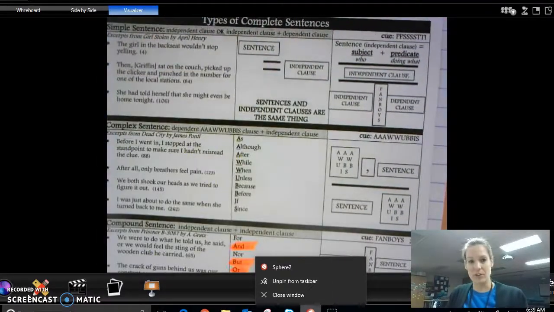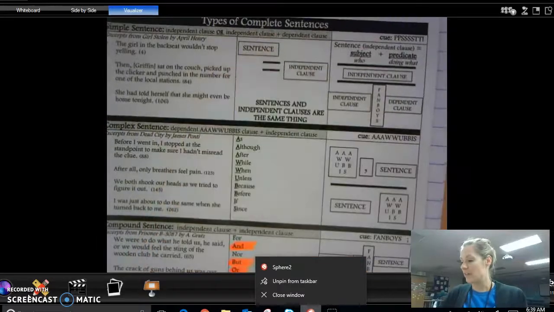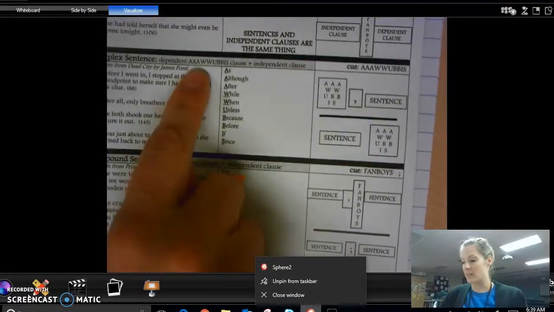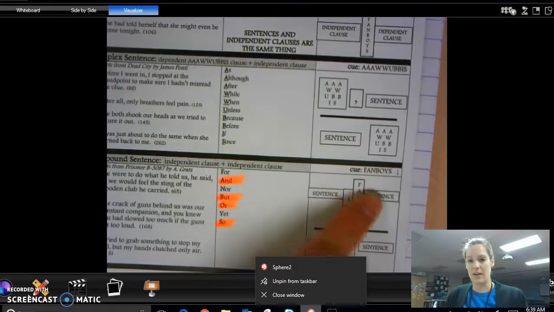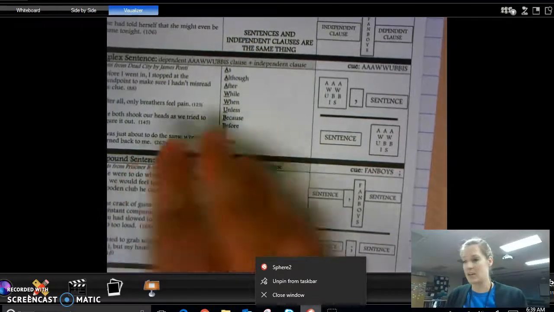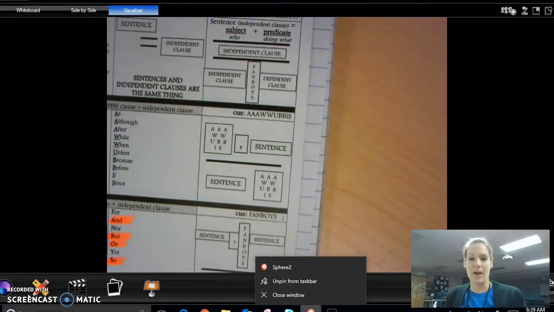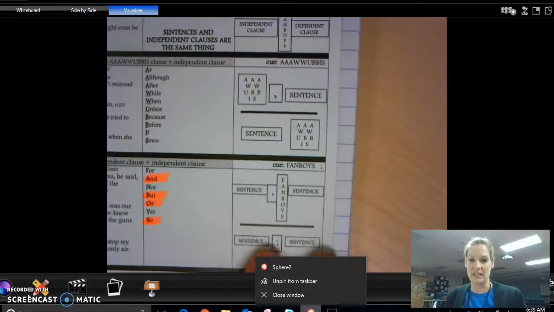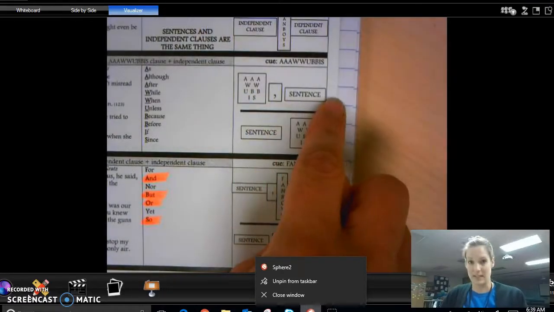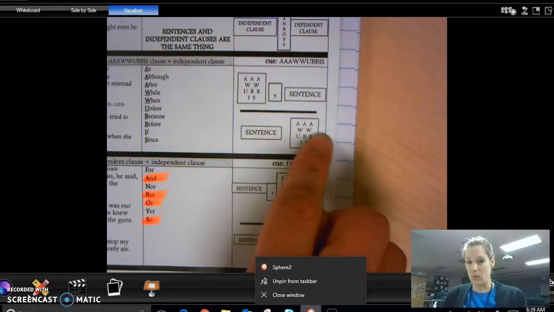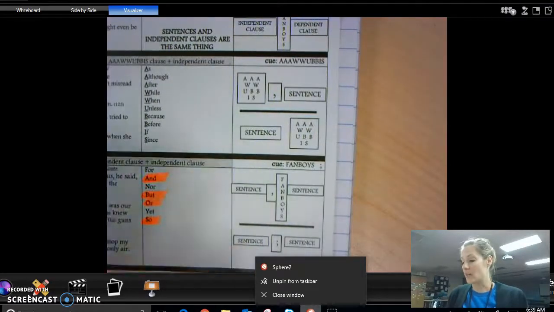You have mentor text over on the far left. You have additional information with what things mean, like AAAWWUBBIS here. Here's what it's defined. Here's FANBOYS. Here's where it's defined here. And then over on the far right, you have different layouts for how these sentences would go with included punctuation. AAAWWUBBIS, comma, sentence. Sentence, AAAWWUBBIS, no comma in there if the AAAWWUBBIS is at the end. So I tried to find mentor texts that support both of those.